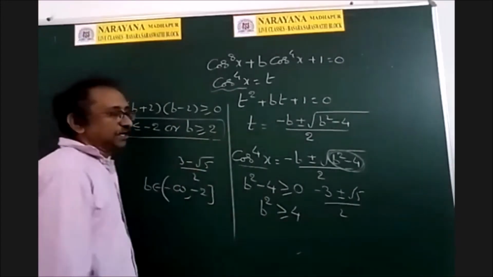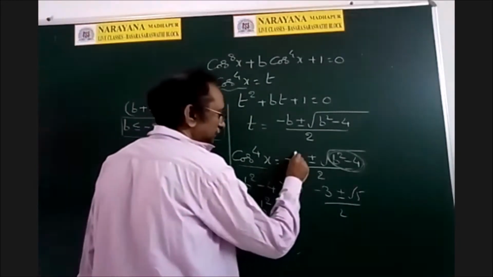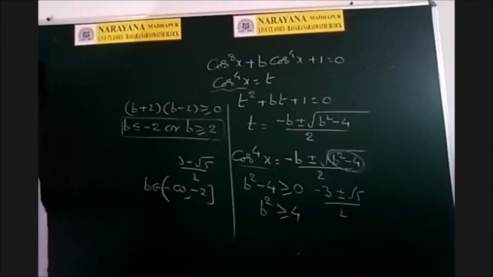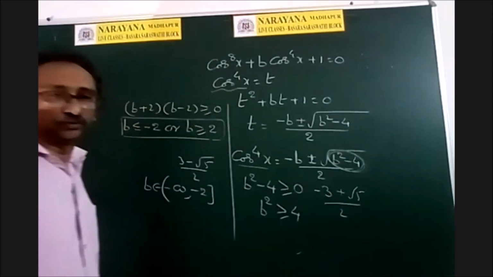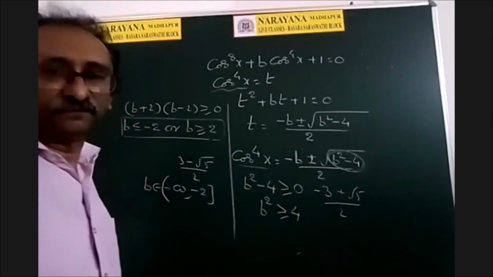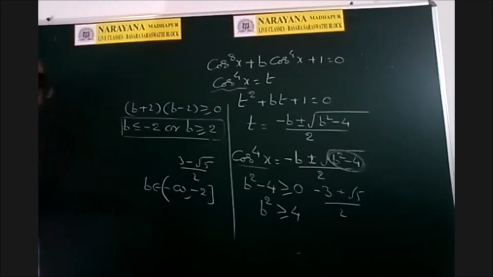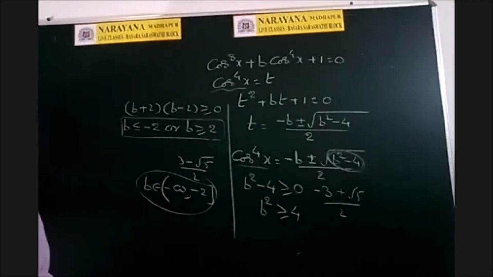Suppose b is greater than or equal to 2. Then this minus b becomes negative, but cos power 4x is positive. Okay. And therefore, the correct solution is minus infinity comma minus 2. Not only this, if you take plus also, you will get minus 3 plus root 5 by 2, that is also negative. But always cos power 4x must be positive. So the solution is minus infinity comma minus 2.